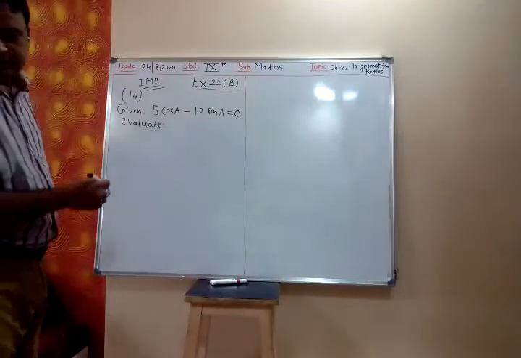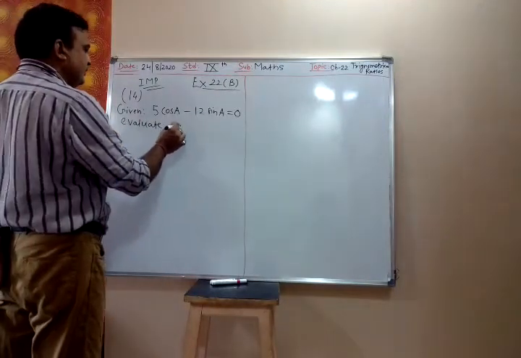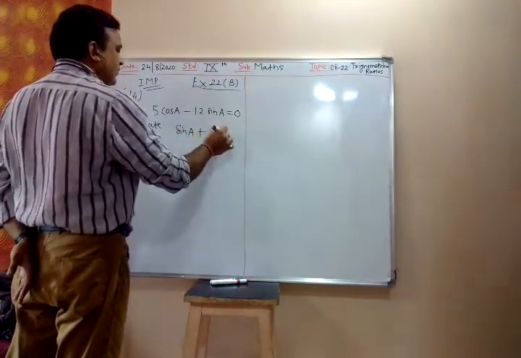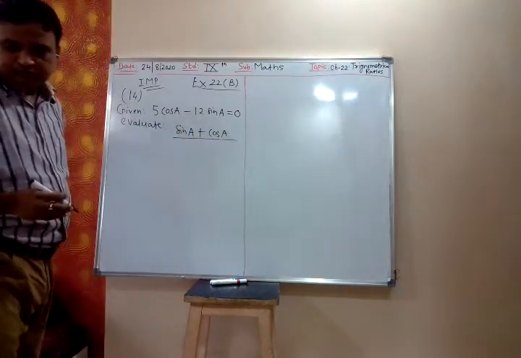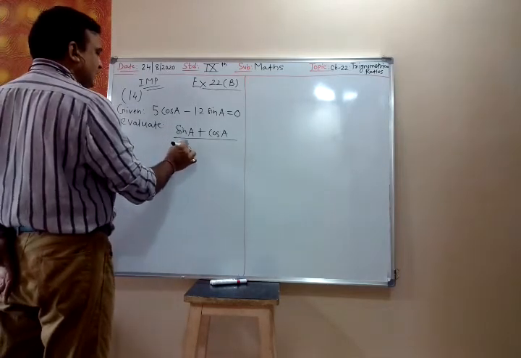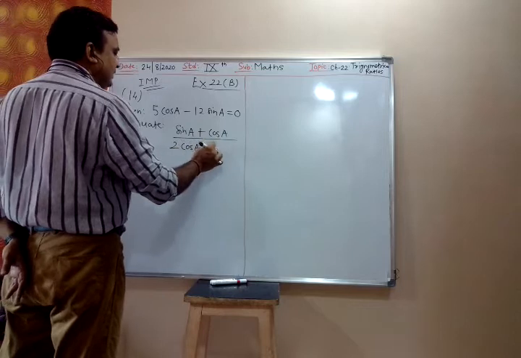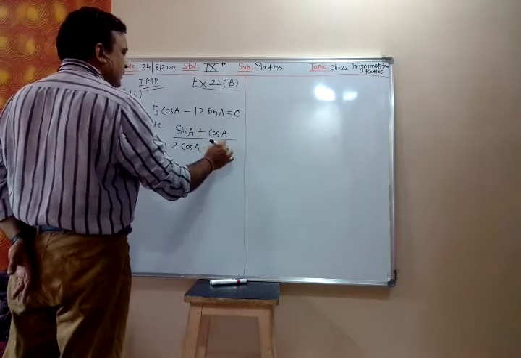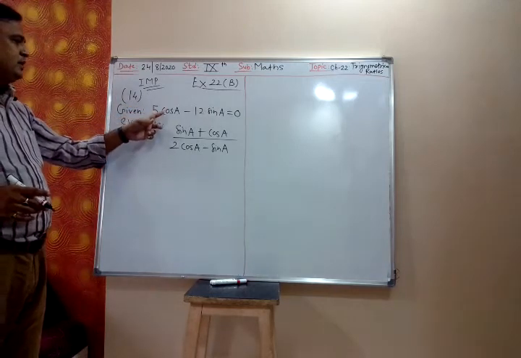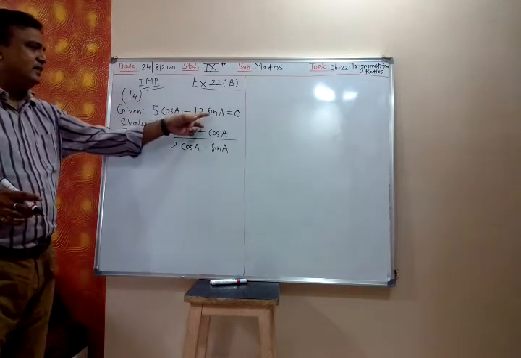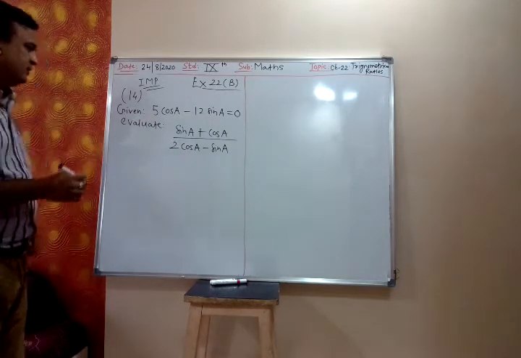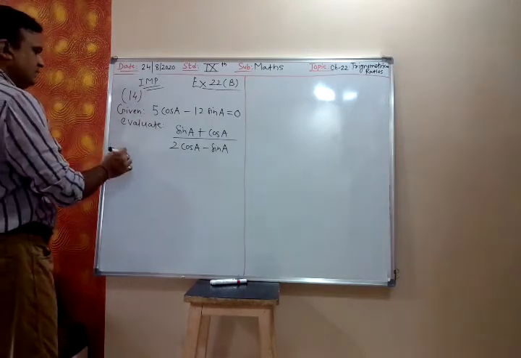Then evaluate (sin A + cos A) upon (2 cos A minus sin A). Now why did I say important? Because in this problem you are given cos and sin, and then you evaluate an expression which also has sin and cos. So how do we solve this?